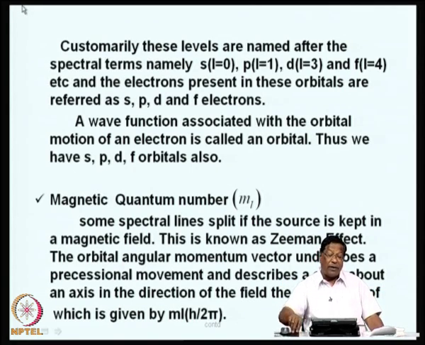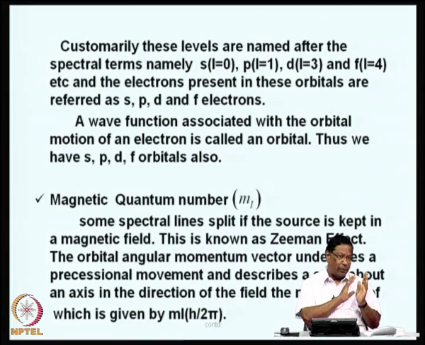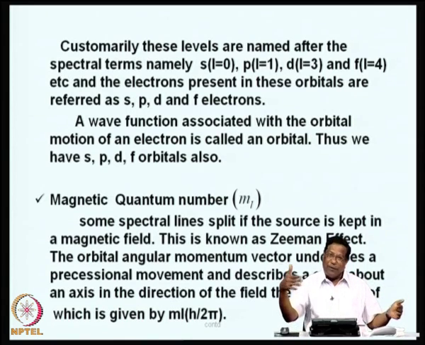A wave function associated with the orbital motion of an electron is called an orbital. Thus, we have S, P, D, F orbitals also. Basically what we mean to say is there are S, P, D, F electrons as well as S, P, D, F orbitals. The S, P, D, F electrons means an electron present in S, P, D, F orbital.